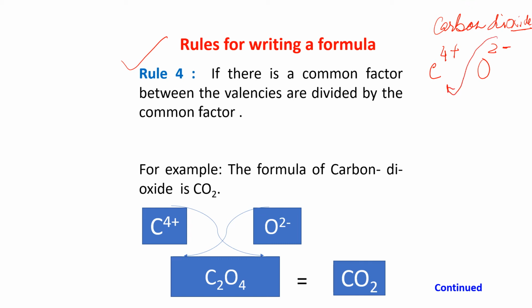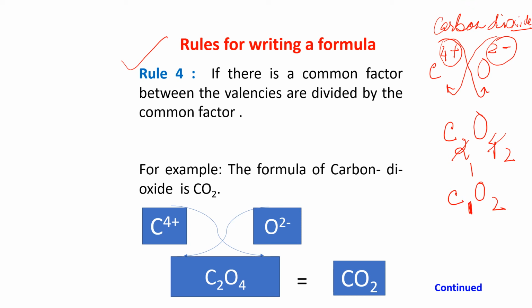Now crisscross. So what we are getting? C with that this 2 will come, and oxygen this 4 will come. Now you see this 2 and 4, it is coming in 2 table. 2 ones are 2, 2 twos are 4. So I am reducing it. So what I am getting? C1 and O2. So 1 I will not write. The formula is CO2. Have you understood, children?